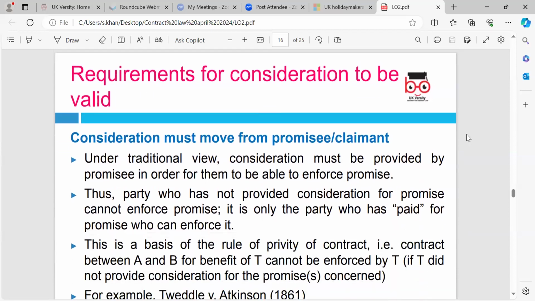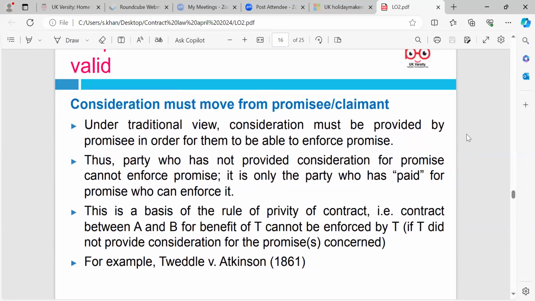Another requirement for consideration to be valid is that consideration must move from the promisee, the claimant. Under the traditional view, consideration must be provided by the promisee in order for them to be able to enforce the promise. Thus, a party who has not provided consideration for a promise cannot enforce the promise. It is only the party who paid for the promise who can enforce it. This is the basis of the rule of privity of contract. For example, a contract between A and B for the benefit of T cannot be enforced by T if T did not provide consideration for the promise concerned.